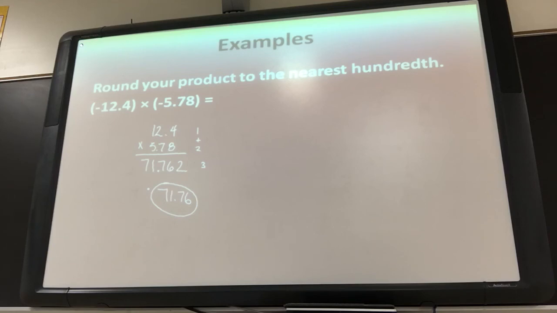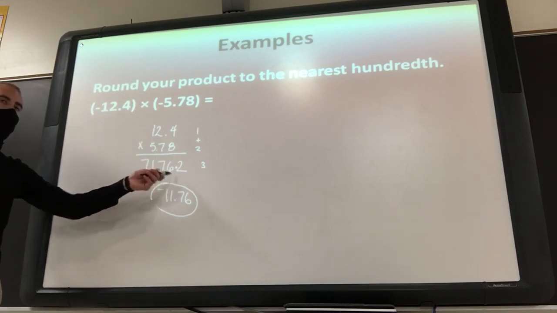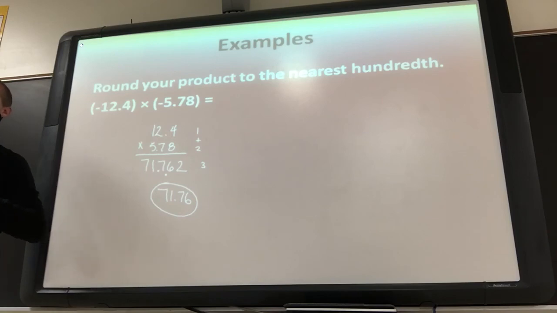I know I went through these too quickly, but if you have any questions, I can come around and look at your math here in a second. Make sure that whenever you did that third row, you added 2 zeros before you started to multiply.